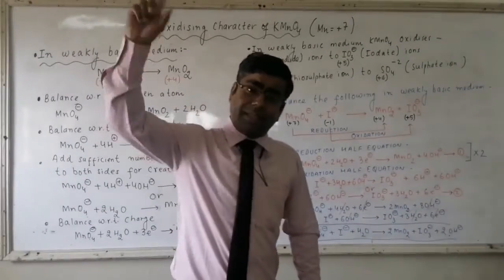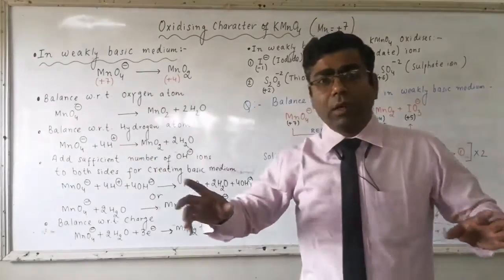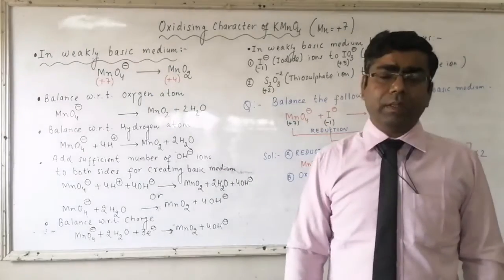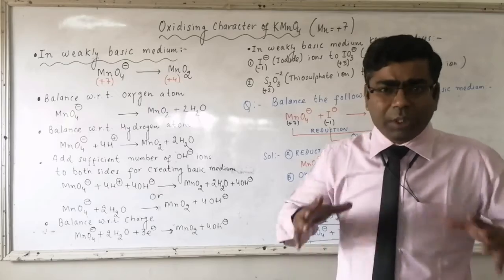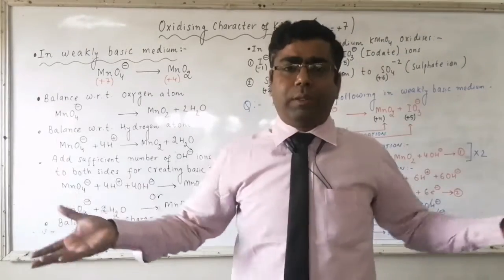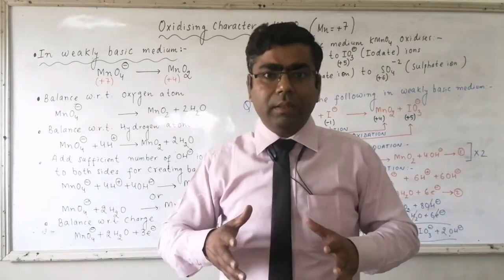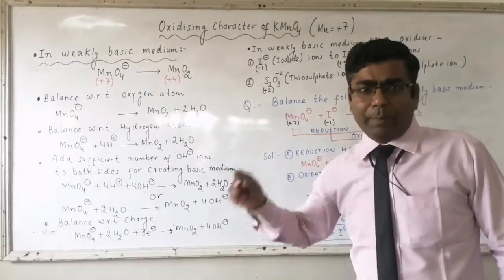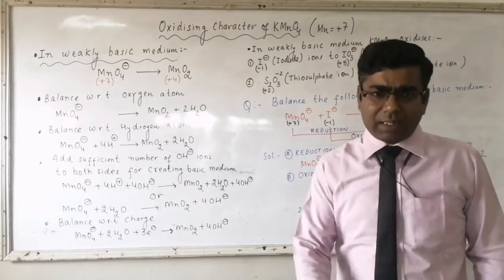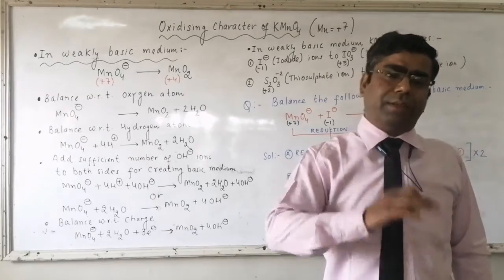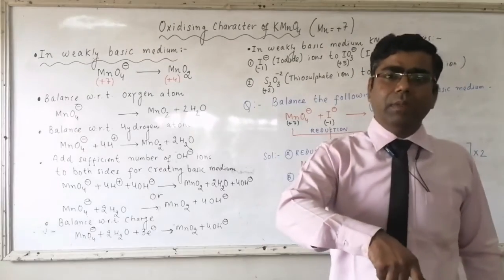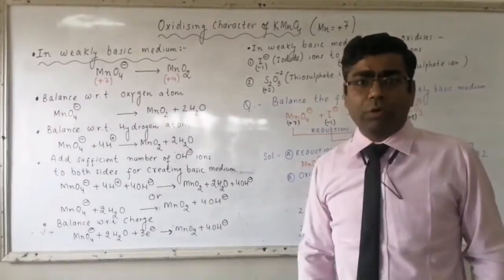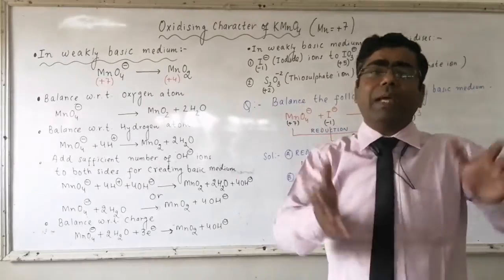Now compare. In acidic medium, MnO4 minus was gaining 5 electrons and here it is gaining 3 electrons only. If a species is gaining more electrons, it will be a better oxidizing agent. So here we can say that potassium permanganate is a better oxidizing agent in acidic medium compared with basic medium, because here it is gaining only 3 electrons and in acidic medium it was gaining 5 electrons.